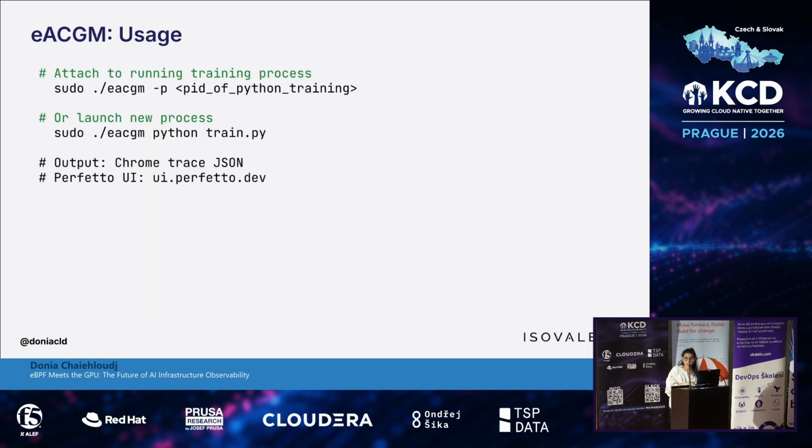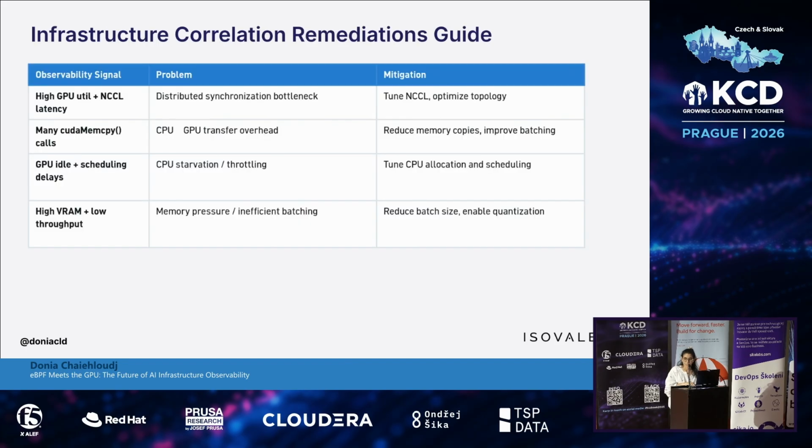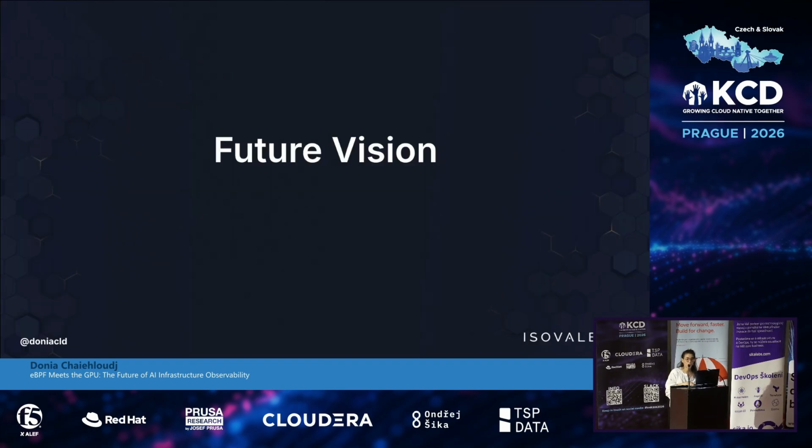How do you use it? Again, that's a CLI tool, which is very powerful, because you can just run it in any workflow as a DevOps. Some remediation guide, like what are you doing if you have too many CUDA memory copies, as we saw. You can reduce the memory copies, you can tune that, for example. And what about the future vision?